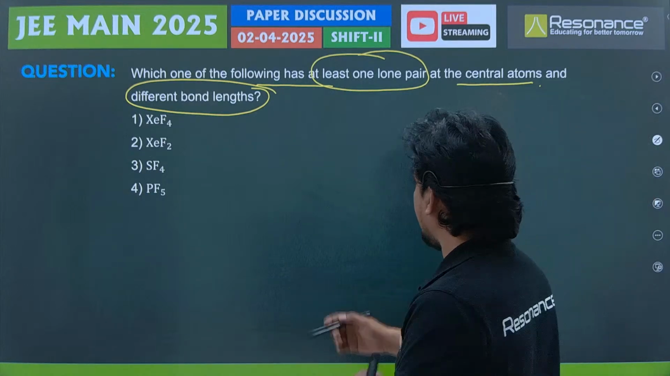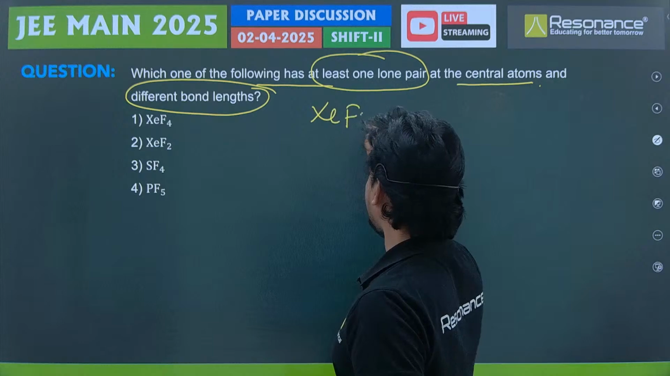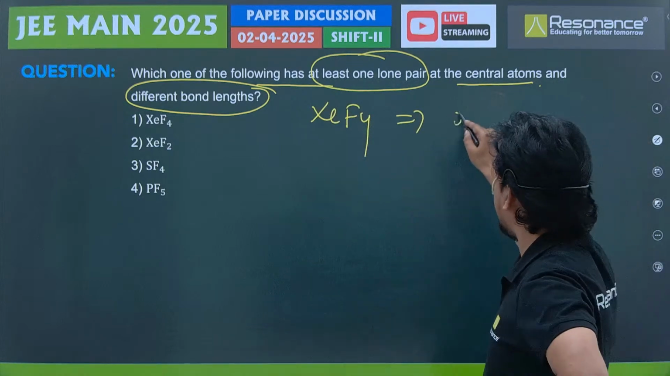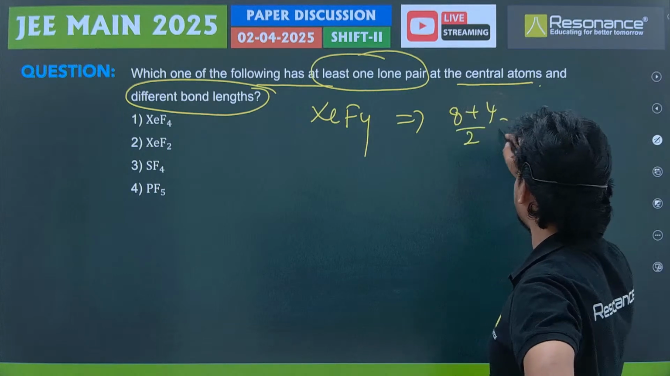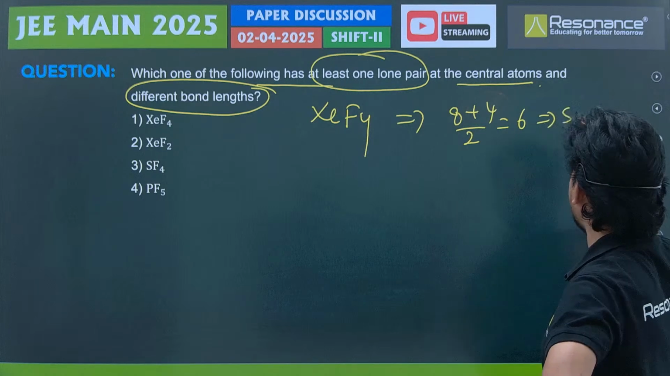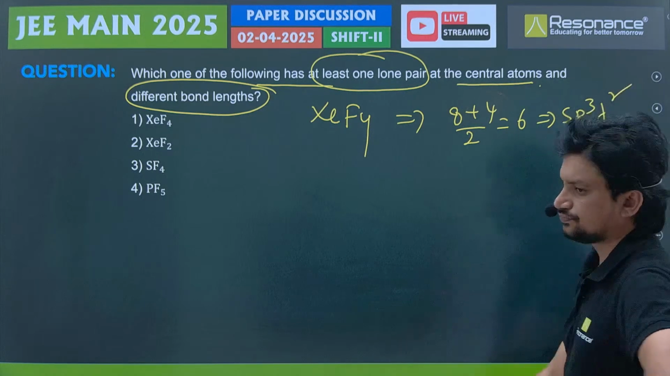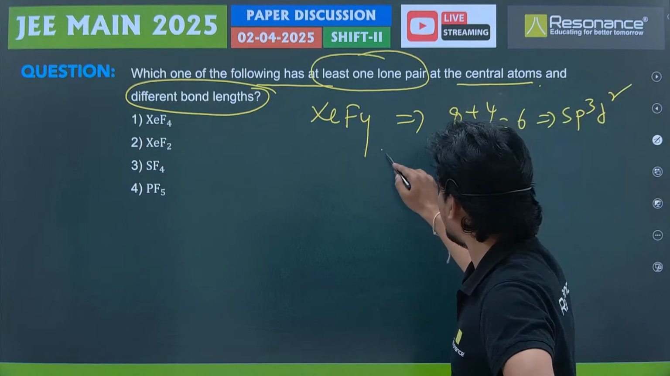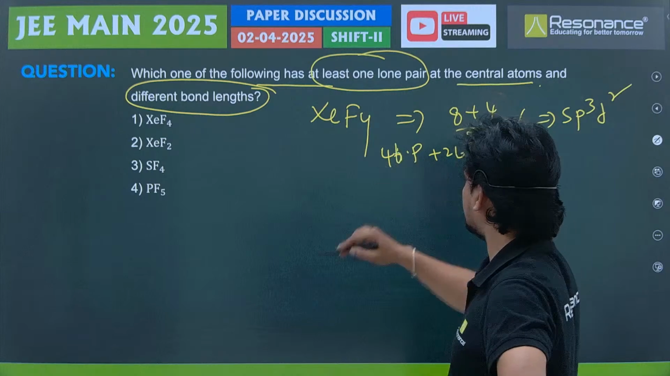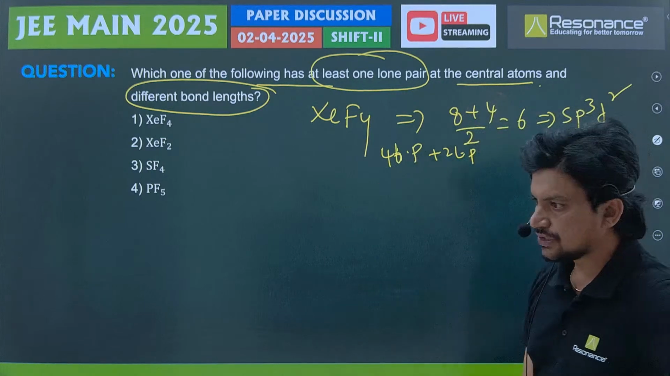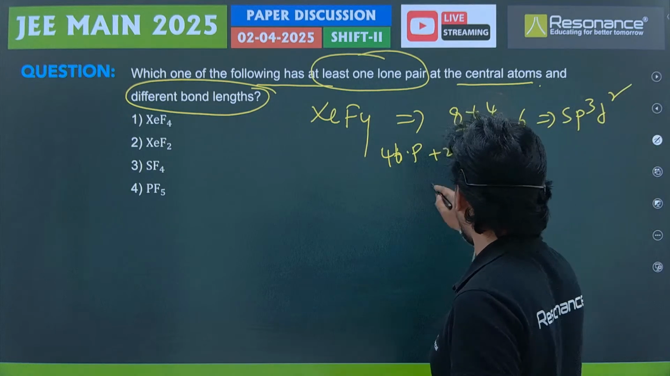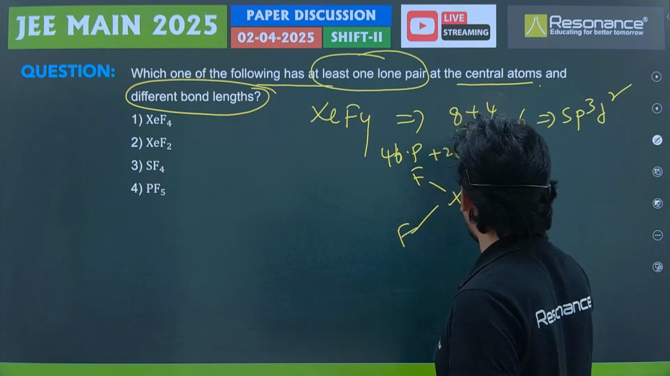Let us see. XeF4. What is the hybridization? 8 plus 4 by 2, right? Steric number is 6. Then the hybridization is sp3d2, 4 bond pairs, 2 lone pairs. Then it gets the square planar structure. Xenon tetrafluoride has a square planar structure.